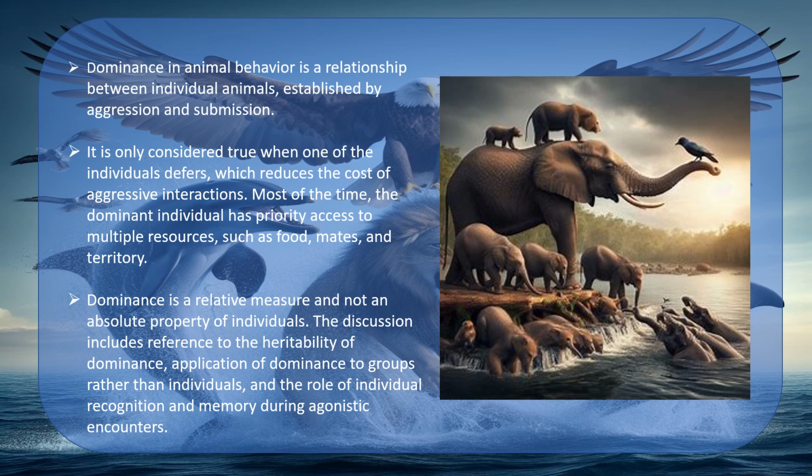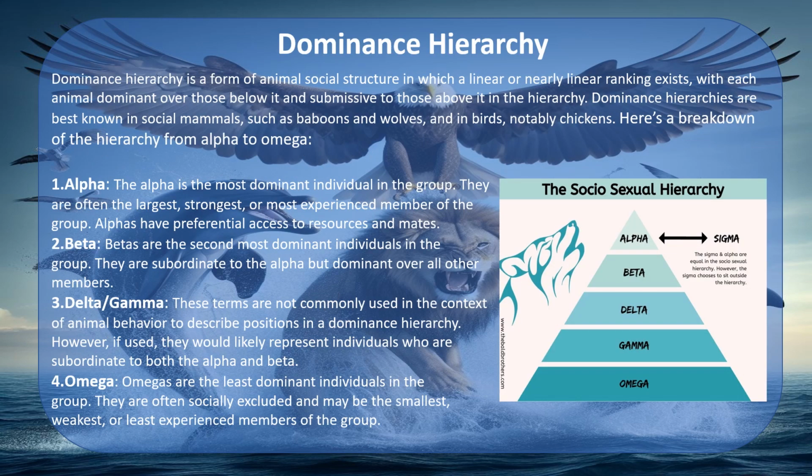The discussion includes reference to hierarchy, dominance, application of dominance to groups rather than individuals, and the role of individual recognition and memory during agonistic encounters. So, dominance hierarchy is a form of animal social structure in which a linear or nearly linear ranking exists, with each animal dominant over those below it and submissive to those above it in the hierarchy. Dominance hierarchies are best known in social mammals such as baboons and wolves, and in birds, notably chickens. Here is a breakdown of the hierarchy from alpha to omega.